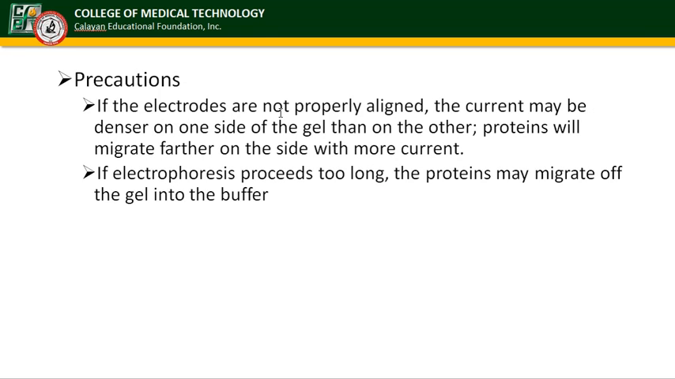Precautions. If the electrodes are not properly aligned, the current may be denser on one side of the gel kesa sa kabila. So, pag hindi naka-align siya, pwedeng abnormal or unbalanced, hindi equal yung distribution ng kuryente. Proteins will migrate farther on one side with more current. So, pwedeng unequal siya, hindi siya magiging accurate yung ating reading. If electrophoresis proceeds too long, the proteins may migrate off the gel into the buffer. So, pwede siyang lumampas do sa ating media or sa medium kung saan siya natin nilalagay.